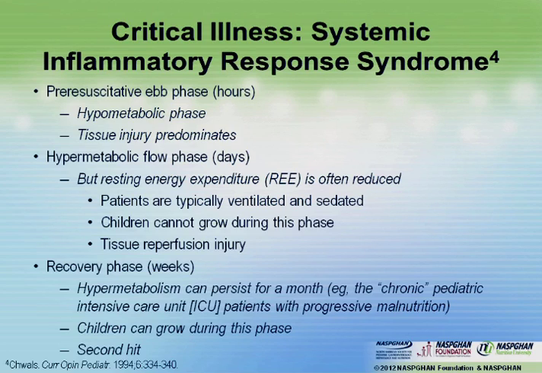The recovery can actually happen over weeks, and this hypermetabolism can persist for months. This is a patient who's at risk for chronic malnutrition, who's in the ICU for a prolonged period of time. You're more likely to see the children actually grow during this phase, but you also may see some second hit. This may be when the patient gets their first line infection, or has to go back for some other type of surgery, which may delay this recovery phase and start it all over again.